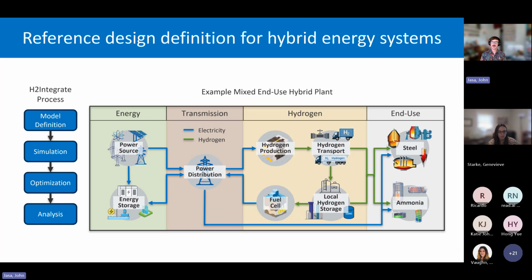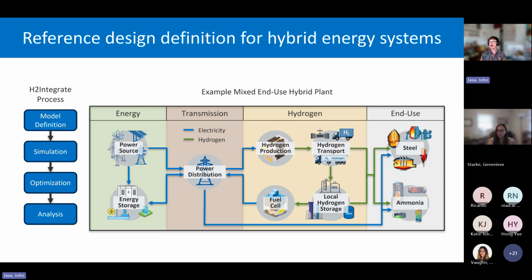So on the left-hand side here, we have what's called the H2Integrate process. It goes from model definition, simulation, optimization, and analysis. We're able to not just model the systems, but also optimize or design the different components. Let's say you're trying to size the wind or solar farm, you're trying to size your electrolyzer. Those are just some very quick and high-level examples of the types of design optimization that we're capable of here in H2Integrate.